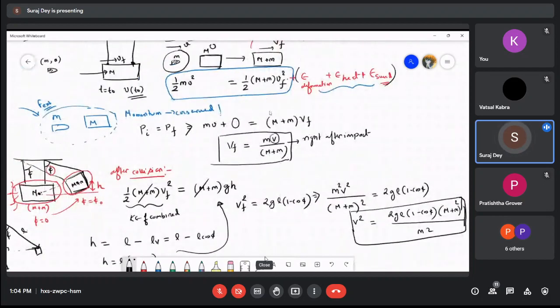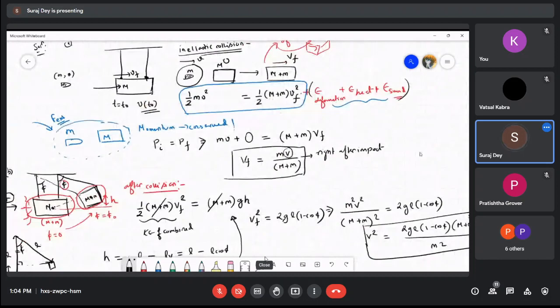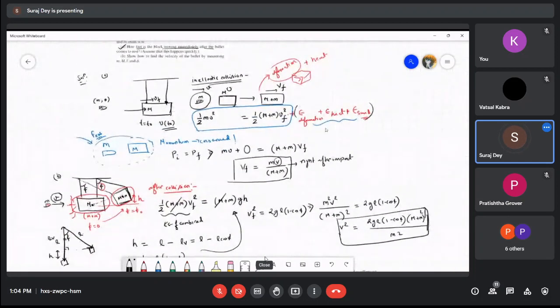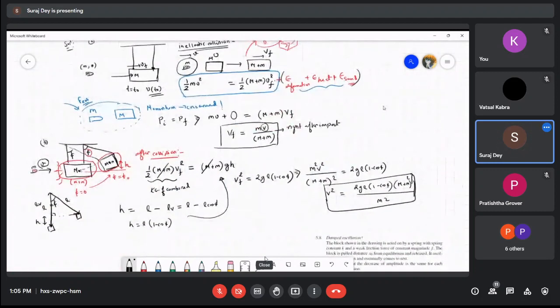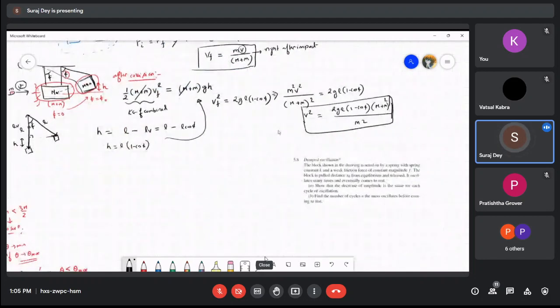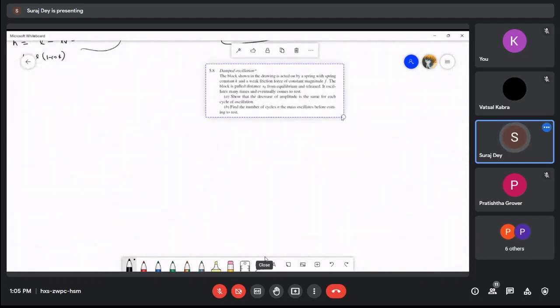So are there any doubts in this problem? Or can I move on? Okay, so if there are no doubts, then I'll move on to the last problem.